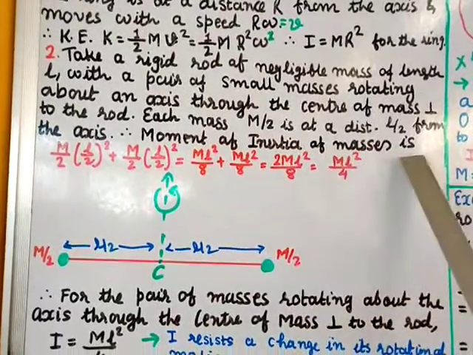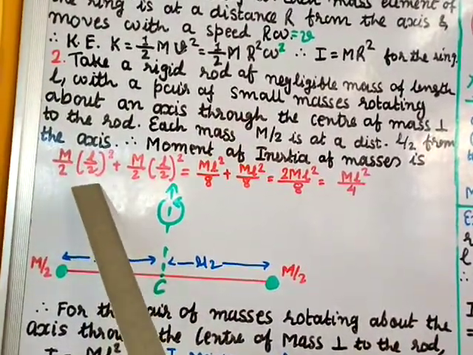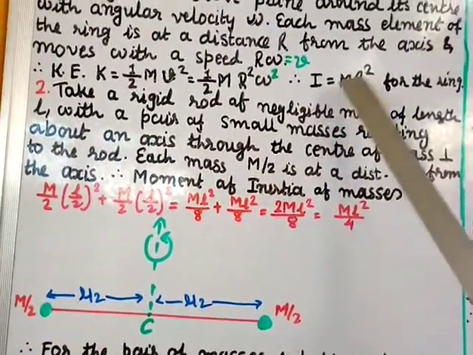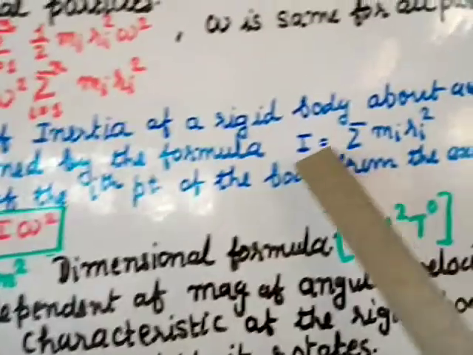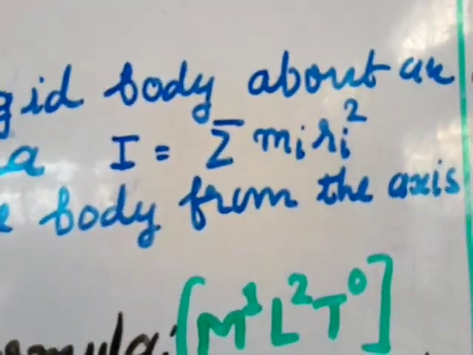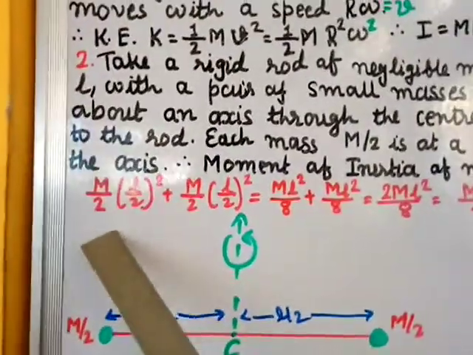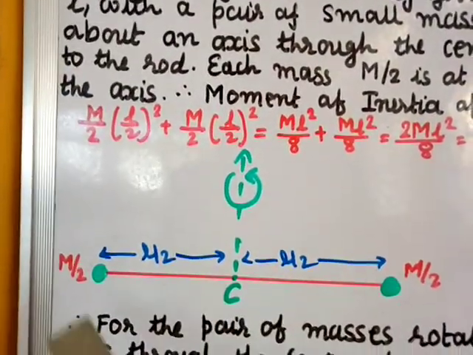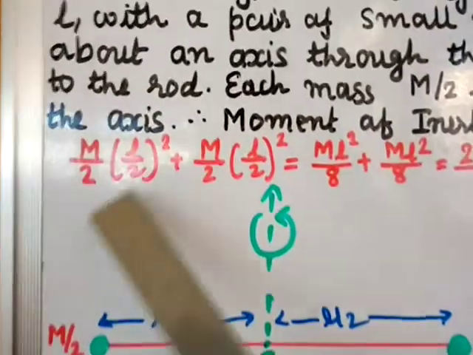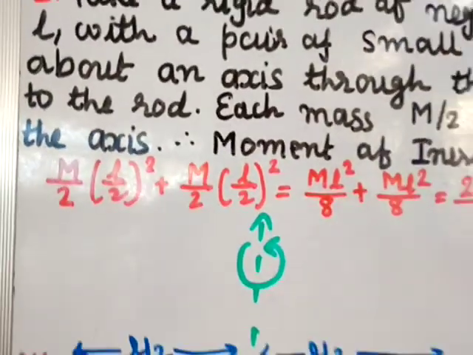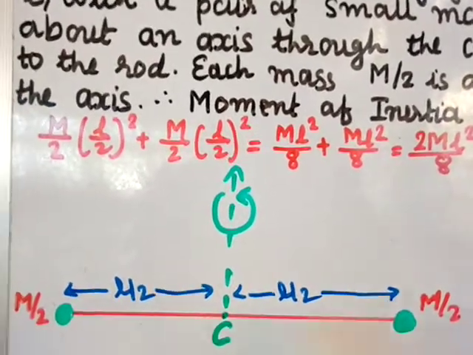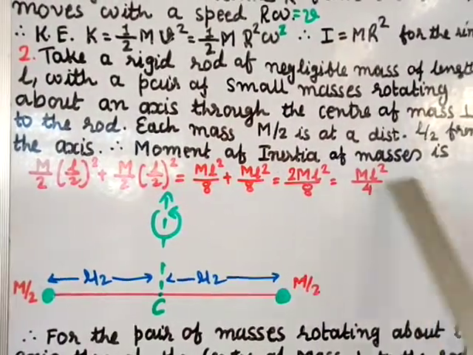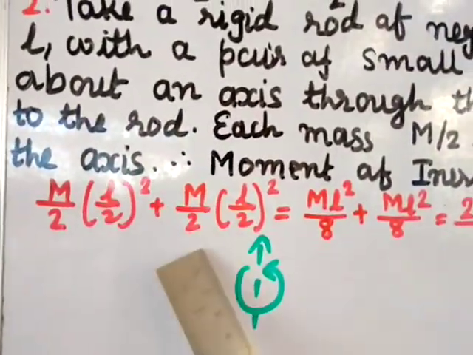Therefore, the moment of inertia of the masses is m by 2 times L by 2 whole square, plus m by 2 times L by 2 whole square. We can use the formula I equals m r square, or I equals summation m_i r_i square. There are two masses, so we take m by 2 and r as L by 2, and we sum them, so the total inertia is the sum of these.